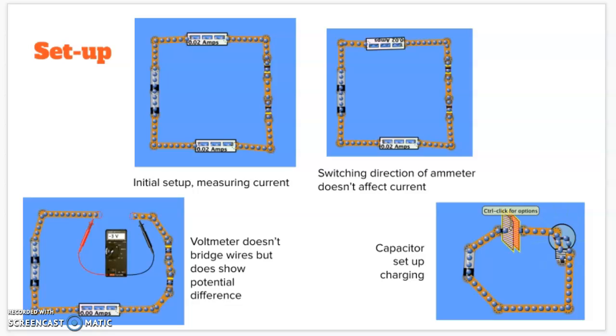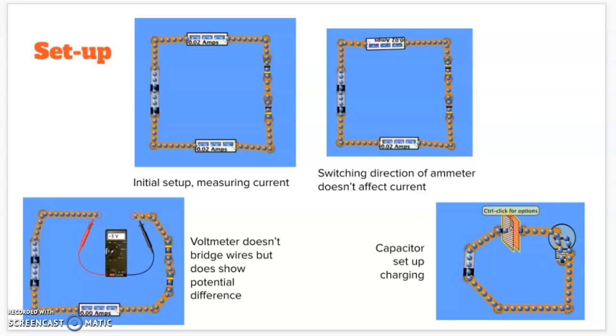So the setup. That first picture there is the initial setup measuring the current, and you can take note that the current is 0.02 amps read through the ammeter. We then switched the direction of the ammeter, and that did not affect the current whatsoever. We then brought out a voltmeter, and the voltmeter measured the potential difference between any two places in the circuit, and as you can see in the picture, it does not bridge the wires, but does show the potential difference between the two.